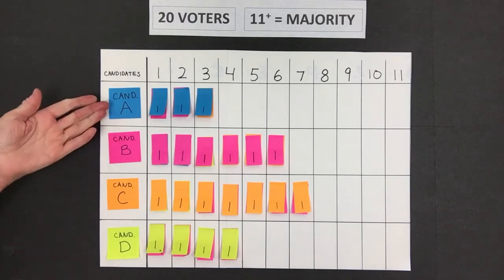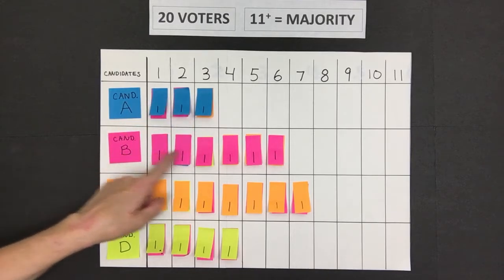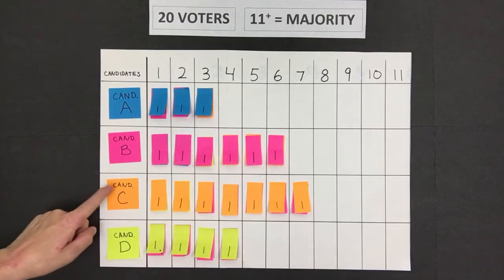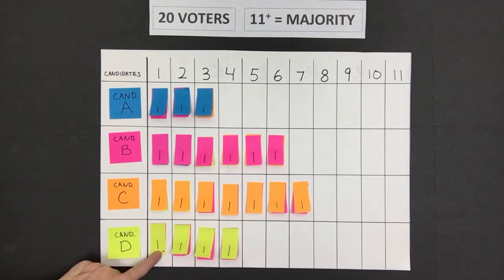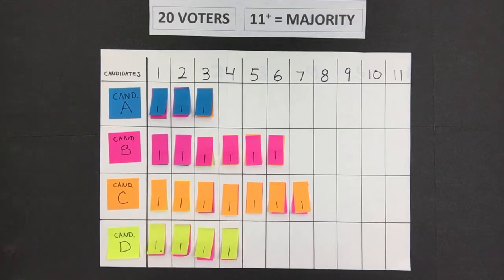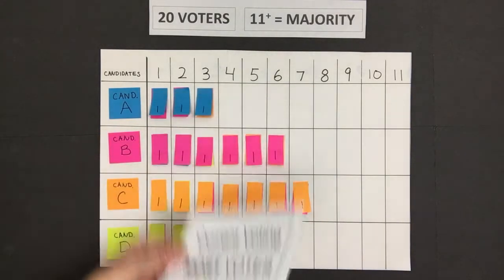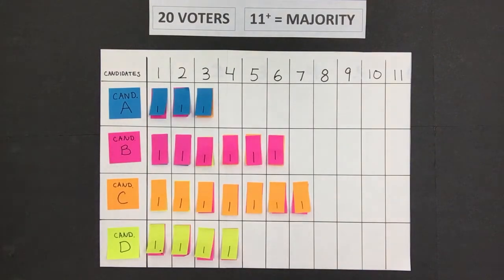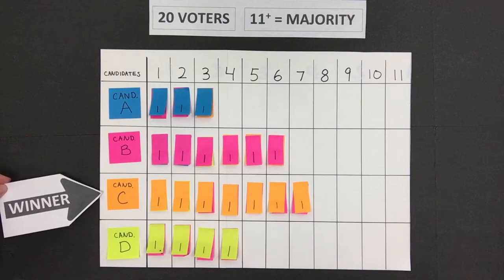In this example, you can see that candidate A received 3 votes, candidate B received 6 votes, candidate C received 7 votes, and candidate D received 4 votes, one of which is yours that I've marked with a dot. In the current method, the candidate with the most votes wins. So with no majority and only 1/3 of the votes, candidate C would be declared the winner.